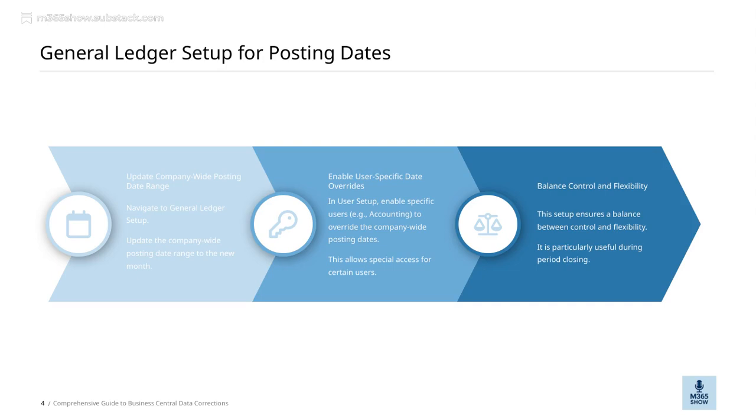To implement this, we navigate to the general ledger setup. From there, we update the company-wide posting date range to match the new month we're working with. This ensures that all transactions are within the correct timeframe, making our period closing smoother and more accurate. By managing these settings carefully, we maintain both control over our data and the flexibility necessary for efficient operations.